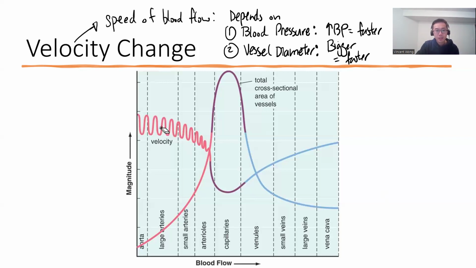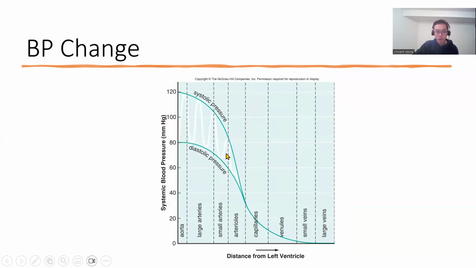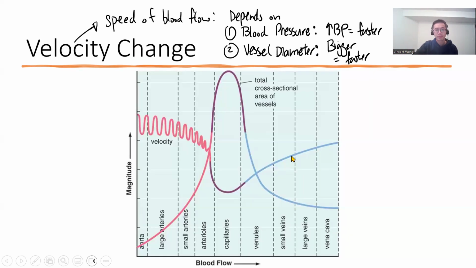Right? So the velocity is going to fluctuate at the beginning, not surprising, because it depends on blood pressure. And you can see in the previous graph that the fluctuation occurs at the beginning. So as blood pressure fluctuates, so does the speed. Okay. And then it drops significantly at the capillaries because they are really small and the pressure is not that big. But then it picks up again. It speeds up again when we get to the venules and the veins.